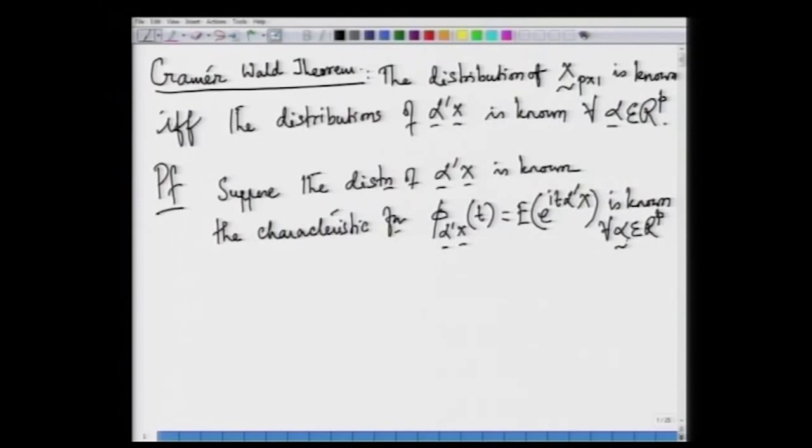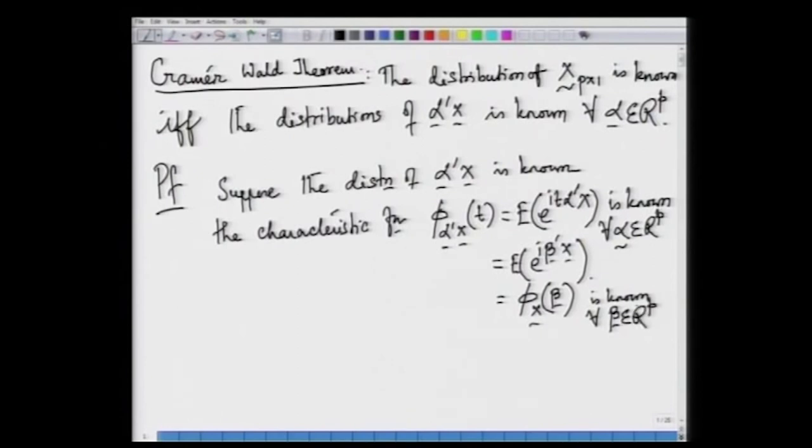Note that these alphas are also vectors. Now, if this is known, I can simply write that this is expectation of e power i beta prime x, where I am taking t alpha prime as beta prime, or in other words, beta is nothing but t alpha. Now, this is nothing but the characteristic function of the random vector x at beta. Since x is a random vector, beta also has to be a vector. This is known for all beta, where beta belongs to R p.